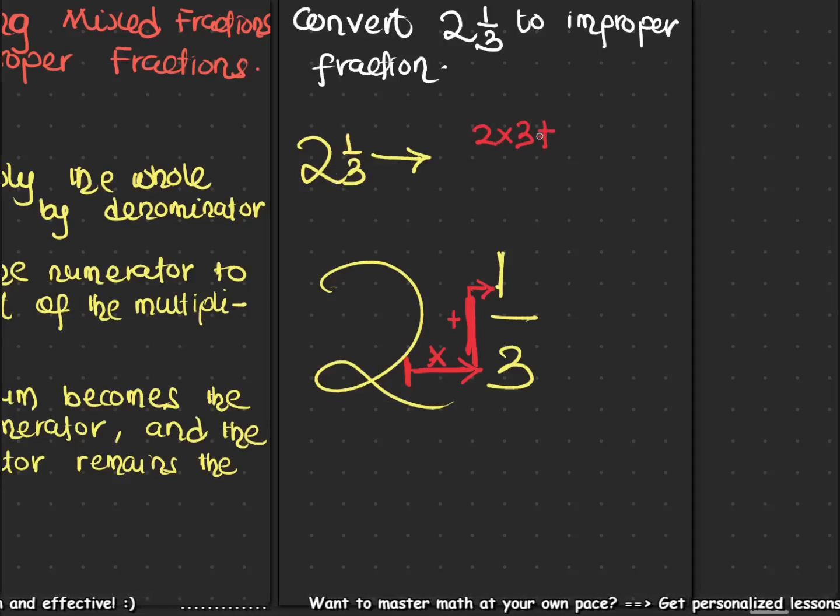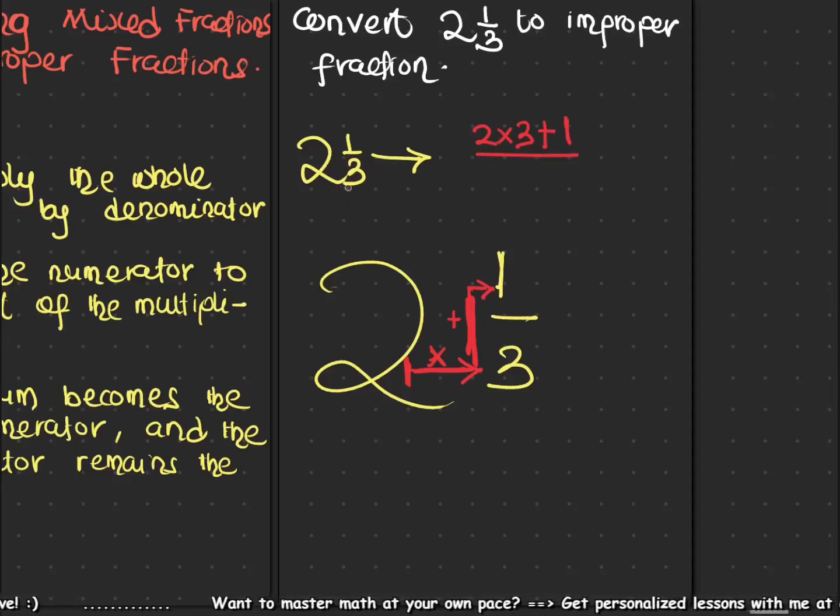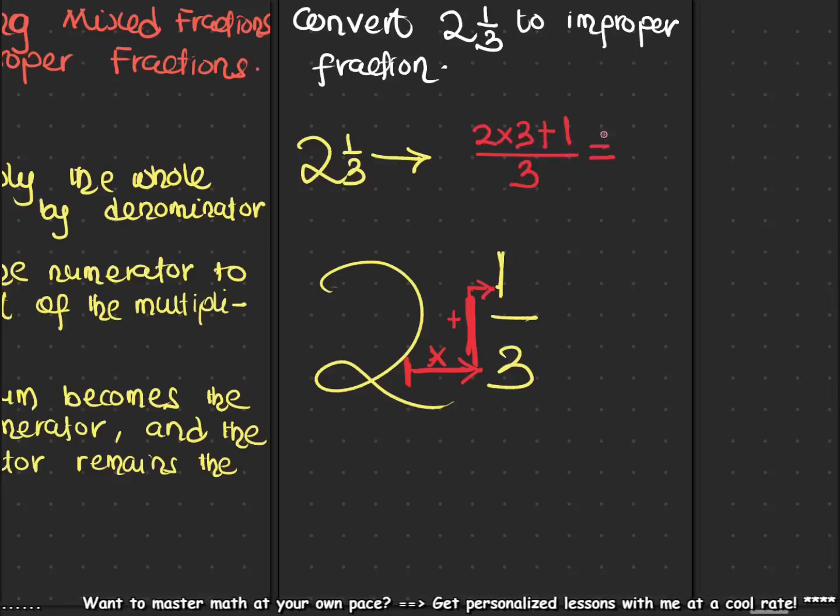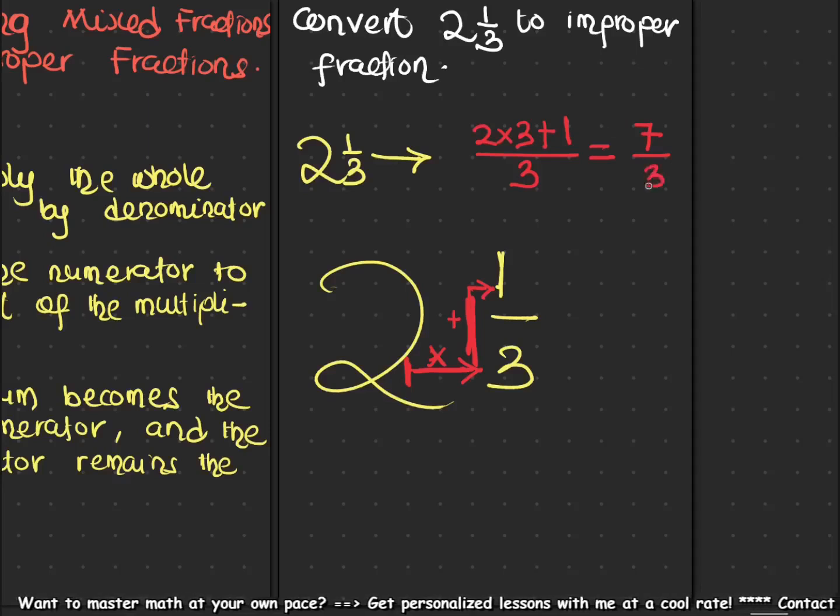The numerator here, which is what? 1. So we do all this over the old denominator we have here. So over 3. You see? And that gives us 2 times 3 is 6. 6 plus 1. We have what? 7. Then over the 3. Very straightforward. You see?